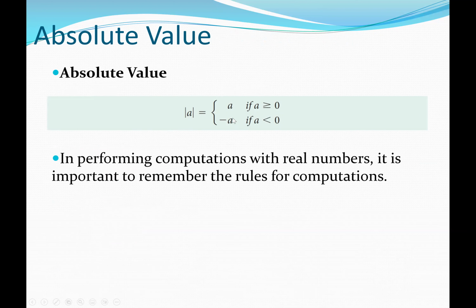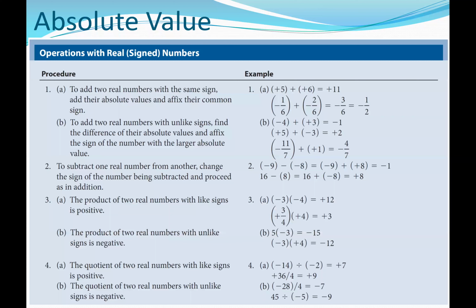So that's the rule here. Absolute value of A is A if A is greater than or equal to 0, and negative A if A is less than 0. But the absolute value of negative A will give us positive A also. So here we say in performing computation with real numbers, it is very important to remember the rules for computations.